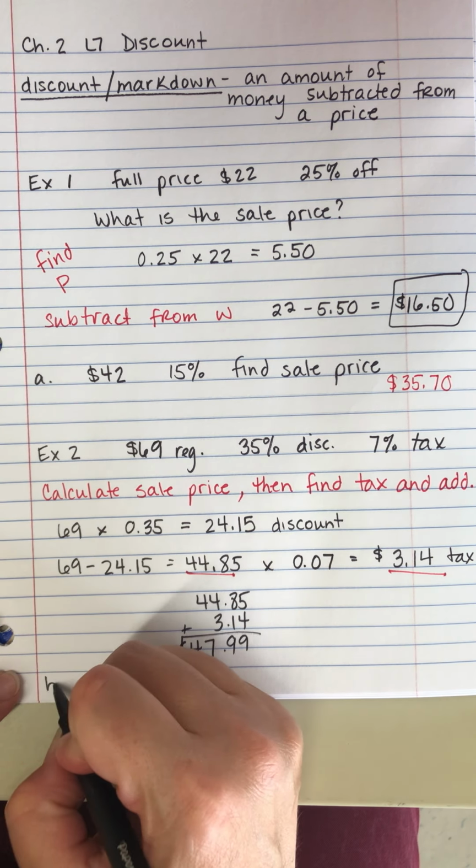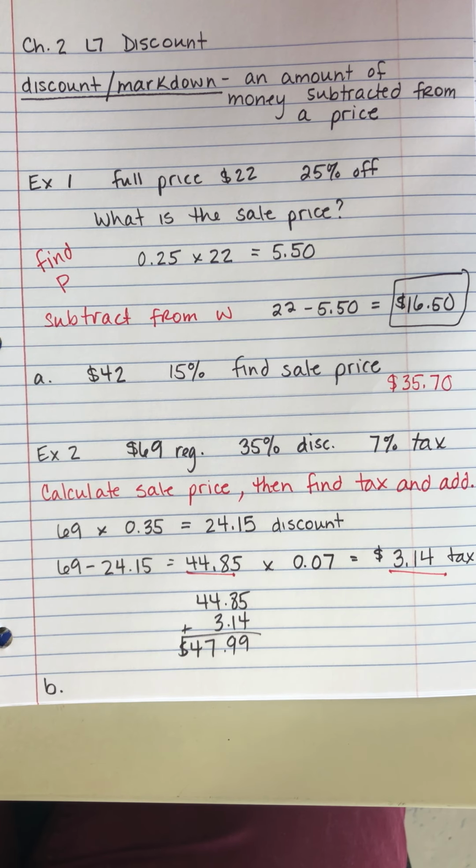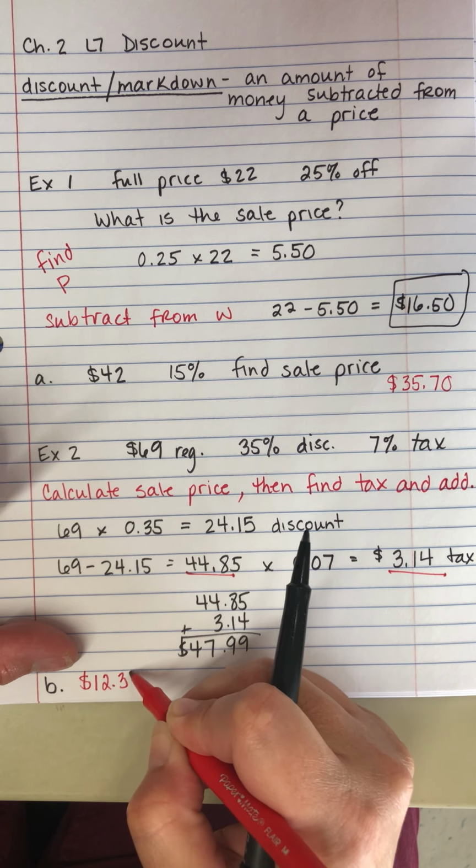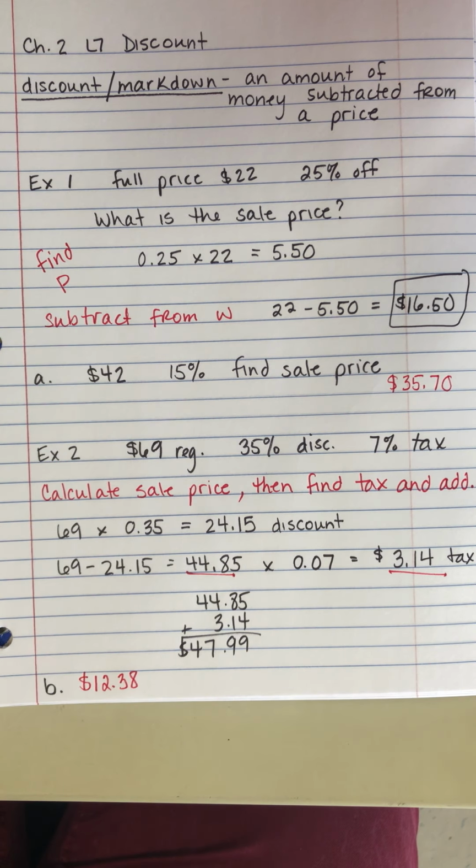Okay, do B. You have a CD that's $15.50. It's on sale for 25% off, and it has 6.5% tax. So you need to find, follow the same exact steps. Pause, compare your answer. All right, for B, you should have gotten $12.38. If you didn't, circle it. We'll talk about it tomorrow.